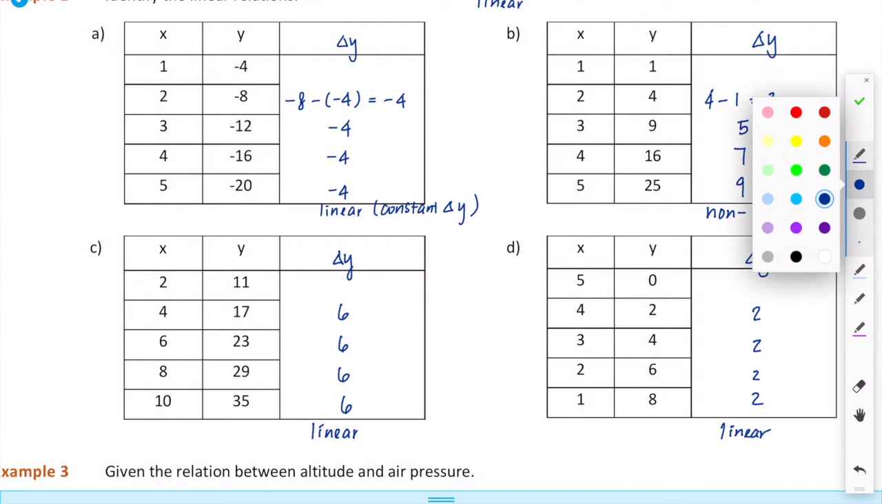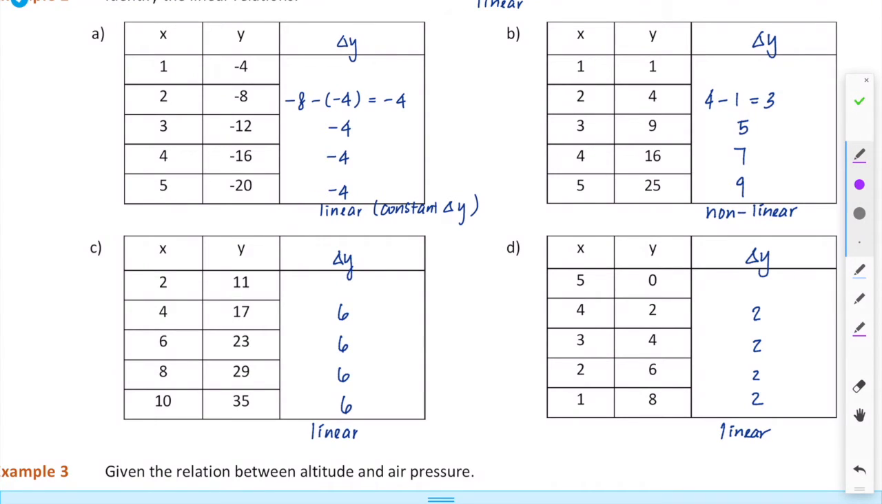Trick question, like a bonus question now. What if I want to find the rate of change or the slope of each one of these relations? Well, I can't find the slope of a nonlinear relation, but what about the linear ones? I recall that slope is delta y over delta x, or y2 minus y1 over x2 minus x1.